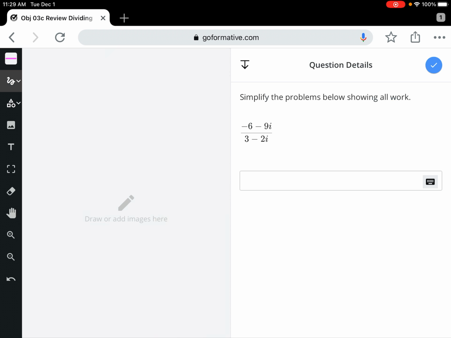Number 7, negative 6 minus 9i over 3 minus 2i. I multiply by the conjugate, which is going to be, and I always put all of these in parentheses. Okay, when you have a double parentheses, that's when you know you're going to have to do the box. This is going to be 3 plus 2i, and this is 3 plus 2i. So now I have two boxes.